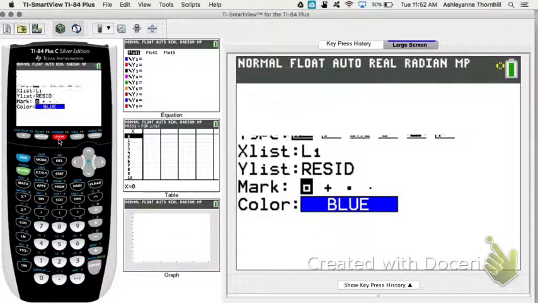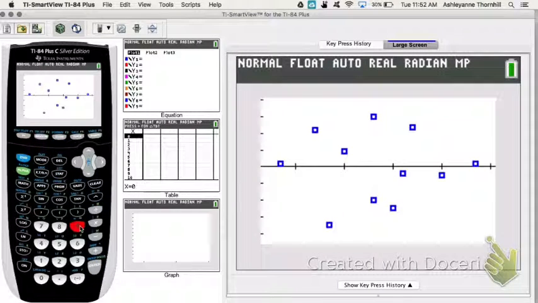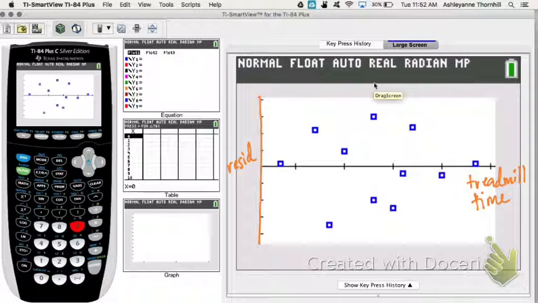Now you go back to Zoom 9. And here are your residuals. Now, when you graph this, your y will be your residuals. Your x is still treadmill time. So label your axes as residuals and treadmill time. So glad it is not linear. If it were, then we'd have to do all that weird pattern.